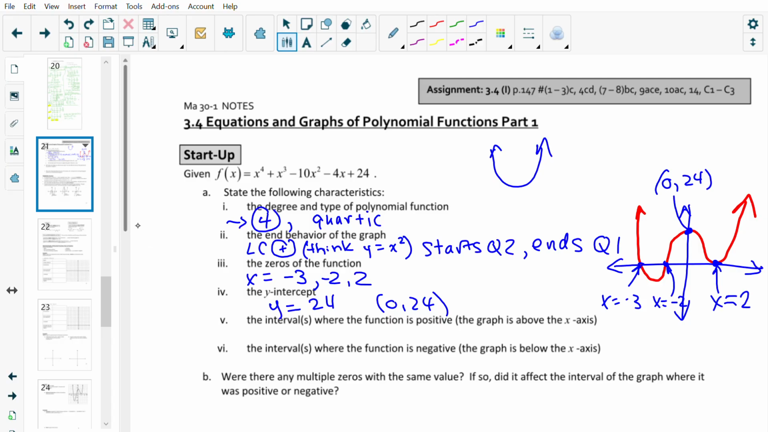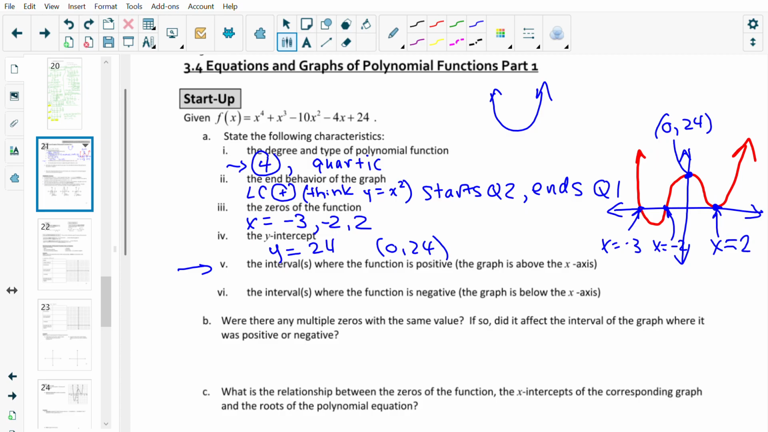Okay, the interval or intervals where the function is positive, so the graph is above the x-axis. So we have our zeros laid out. It's positive for x is less than -3. Okay, and it's positive for x is greater than -2. So I'll highlight that. So where is it positive? Right there. And right there.